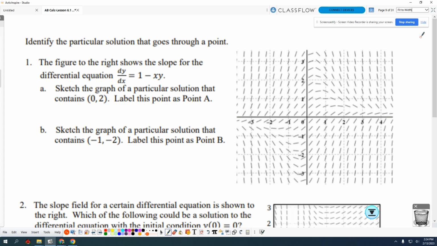So, is this on there or no? Yes. This specific one? Yes, it's the top one. Yeah, it's the same. It is, okay.